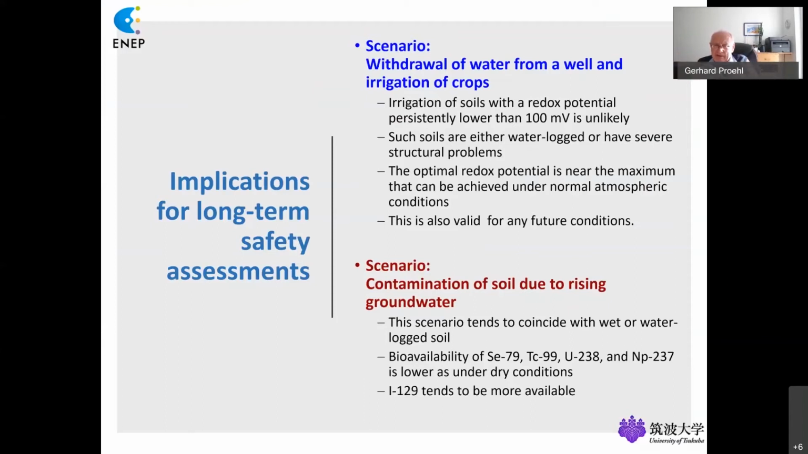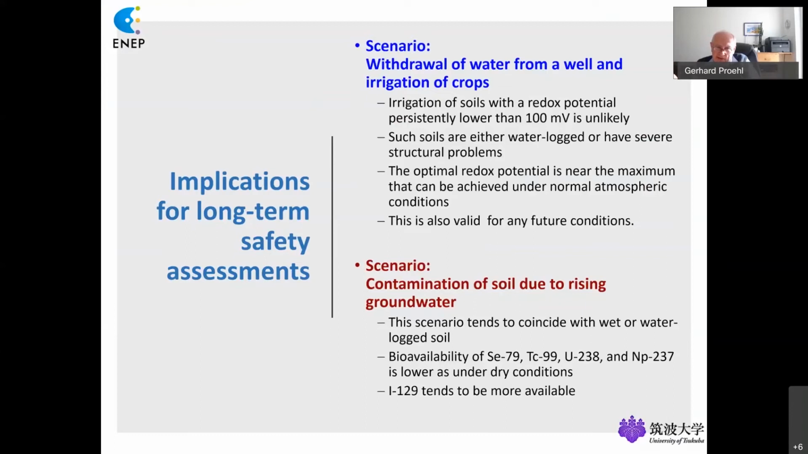And we have also seen the optimal redox potential for plant growth is near the maximum that can be achieved under normal atmospheric conditions. And of course, this means the farmer tries to achieve conditions with a high redox potential, because then plant growth is best, except rice. And this is a universal finding, and this is also valid for future conditions.